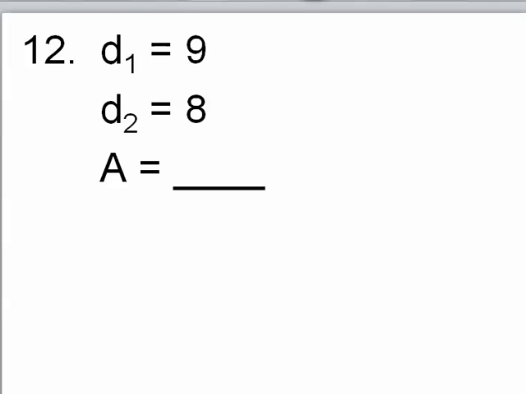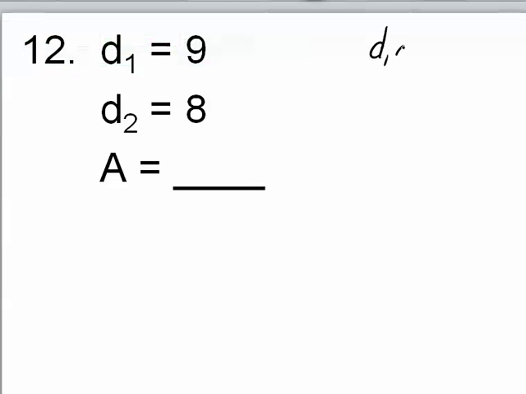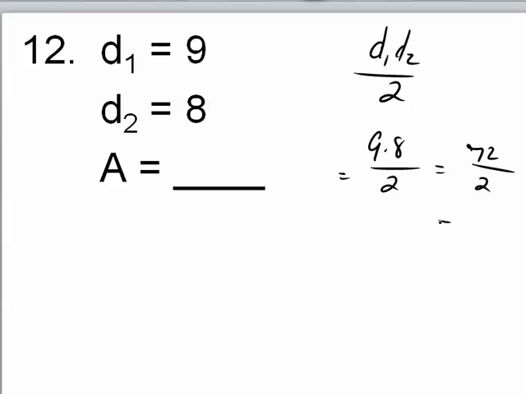So the first example for a kite, the first diagonal is 9, the second diagonal is 8, and we're finding the area. So it's D1 times D2, divided by 2. So I'm going to take 9 times 8, divided by 2. 9 times 8 is 72, divided by 2 gives me 36 square units.